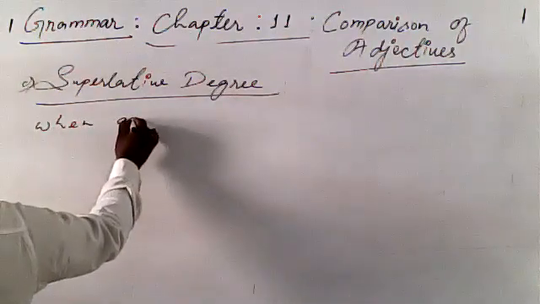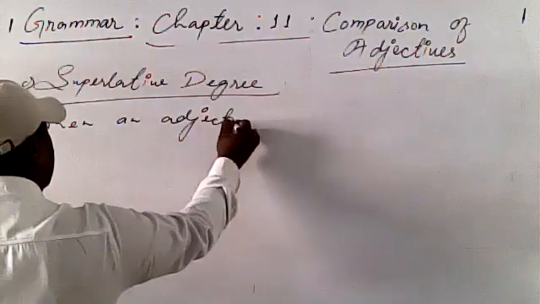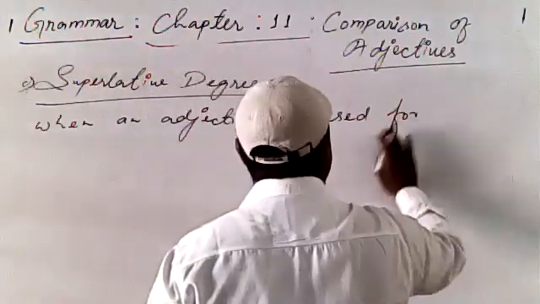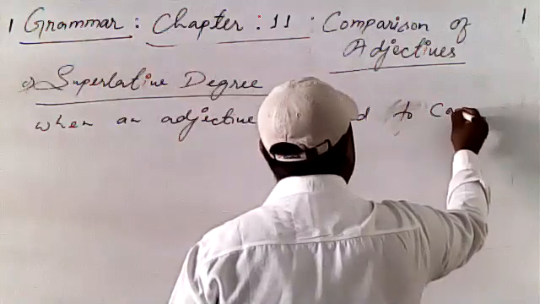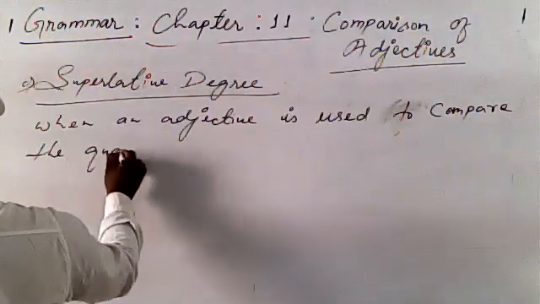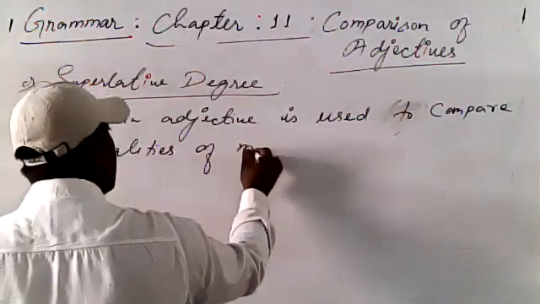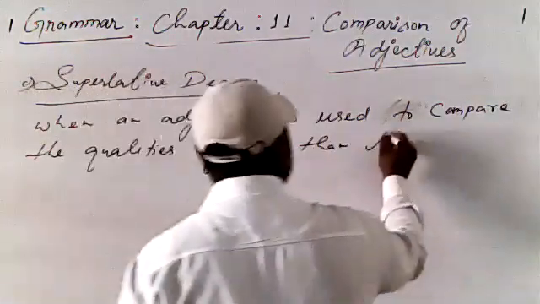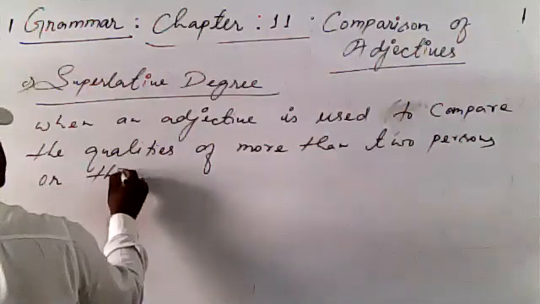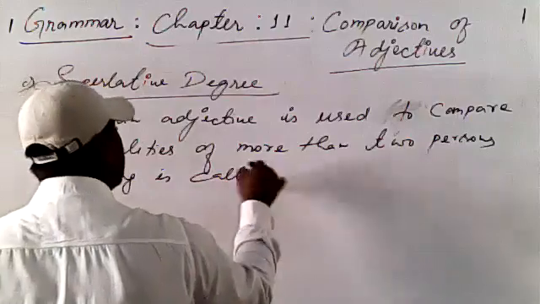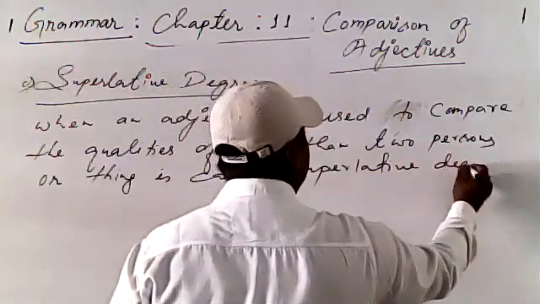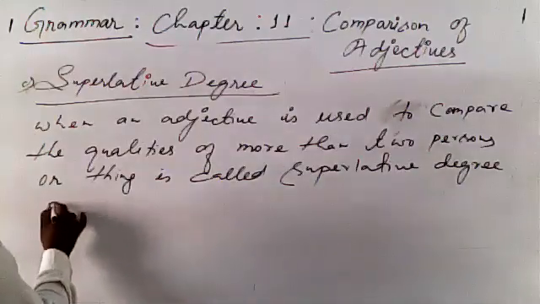When an adjective is used for or used to compare the qualities of more than two persons or things, it is called superlative degree, is called superlative degree. Now, example, what was the first example?